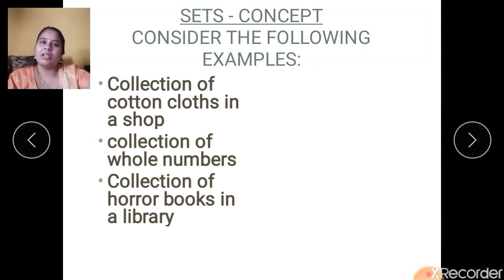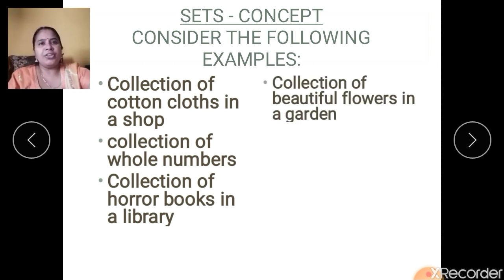Third example, collection of horror books in a library. Now a library consists of so many different types of books. Yes, so in that I have particularly selected only horror books. So these are my first three examples. In addition to this, the next example is this, collection of beautiful flowers in a garden. Now I have just given a quality to it. I am telling you beautiful flowers. I am not telling you red flowers. I am not telling you roses or any particular flower. My bifurcation is beautiful flowers.